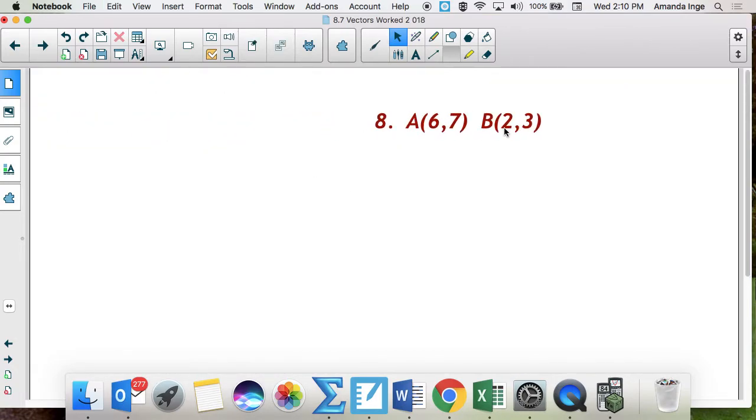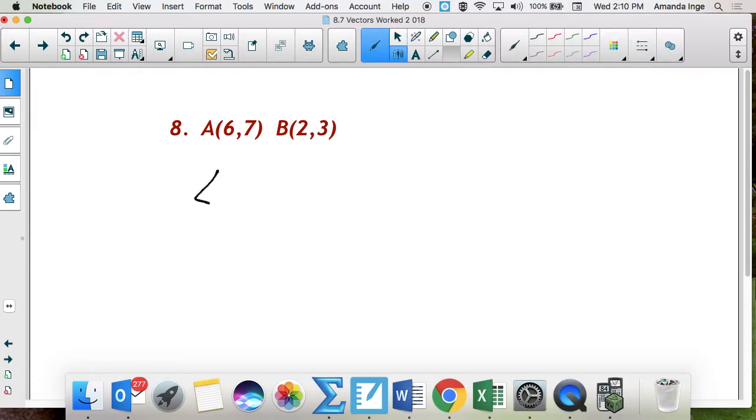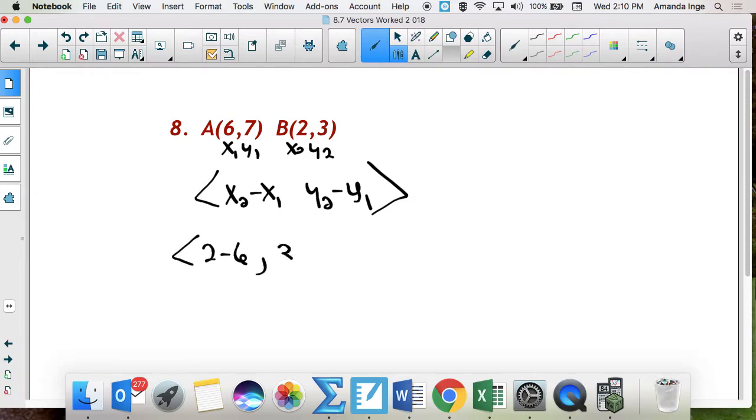Okay, so when y'all are doing these that you have to put in component form, y'all write down the formula so that you'll remember it and don't be like me. So it's x sub 2 minus x sub 1, y sub 2 minus y sub 1. Okay, so x sub 1, y sub 1, x sub 2, y sub 2. So we have 2 minus 6 and 3 minus 7. So we get negative 4 and negative 4. So what quadrant are we in? The third quadrant?